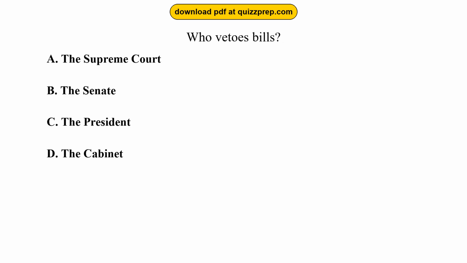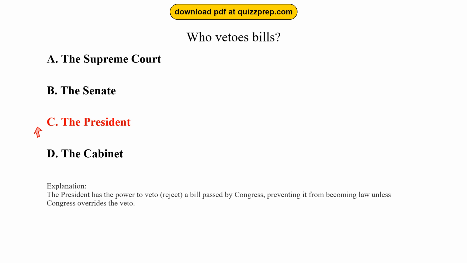Question 48. Who vetoes bills? Option A, the Supreme Court. Option B, the Senate. Option C, the President. Option D, the Cabinet. The correct answer is option C, the President. The President has the power to veto, reject, a bill passed by Congress, preventing it from becoming law unless Congress overrides the veto.